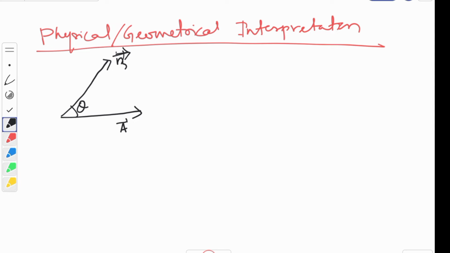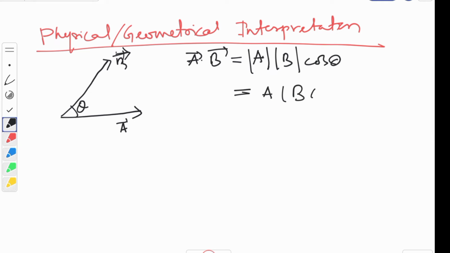Now we know A dot B is simply the magnitude of A, the magnitude of B, then cos theta. Can we write it as simply AB cos theta? We can write it like that, because these are values only. What I am going to do now is draw a perpendicular like this over here. Now tell me, what is the value of this? You know this is B cos theta.